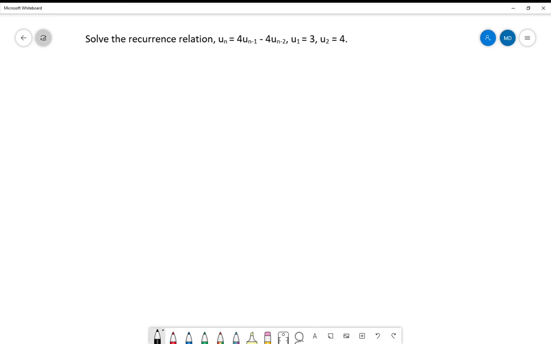Hello, I'm Mr. Daycock, and today I am going to be teaching you how to solve recurrence relations when the auxiliary equation has repeated roots. So here is an example.